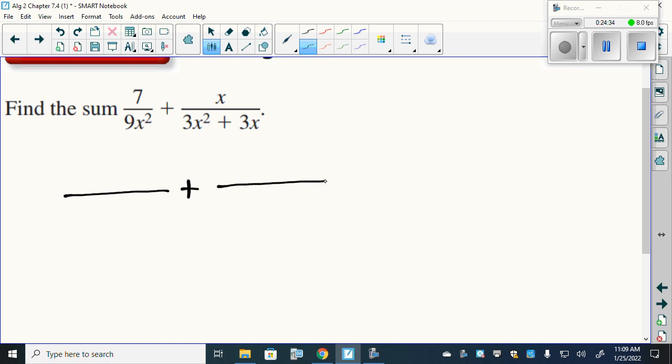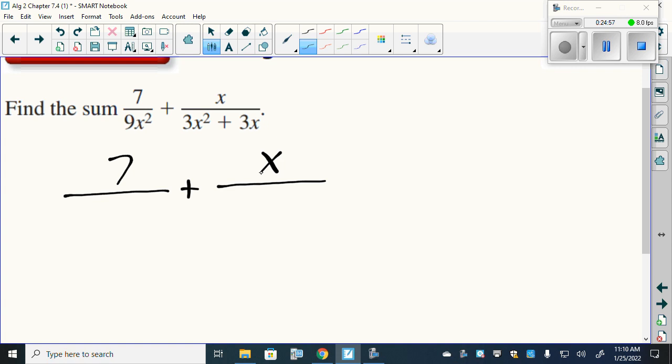Now, as we look at this here, we can definitely tell that the denominators are not the same. And we need to get them to be the same. And that's really utilizing what we just did, this least common multiple. This property of getting these two to be the exact same.